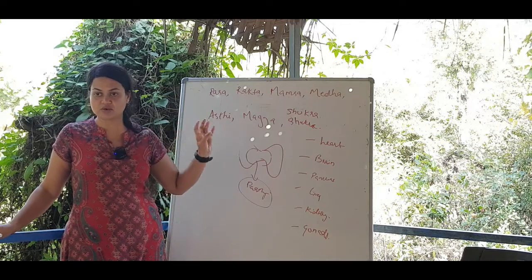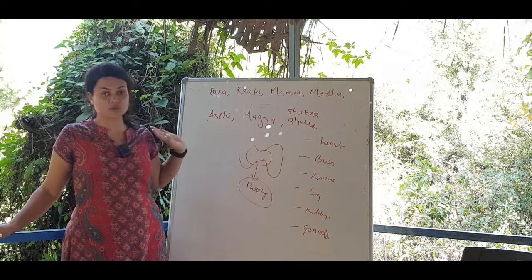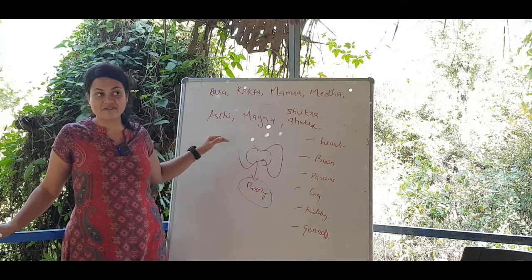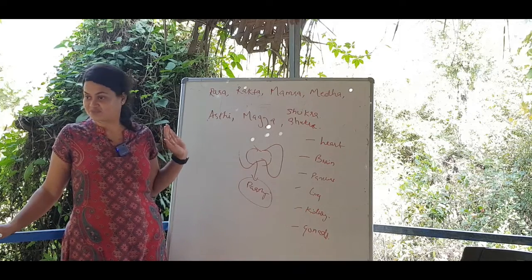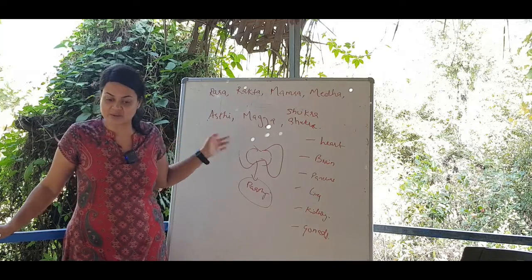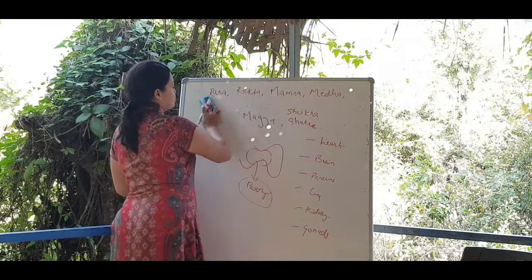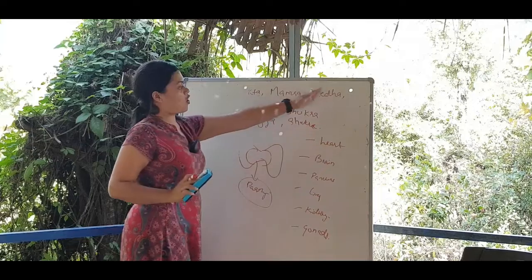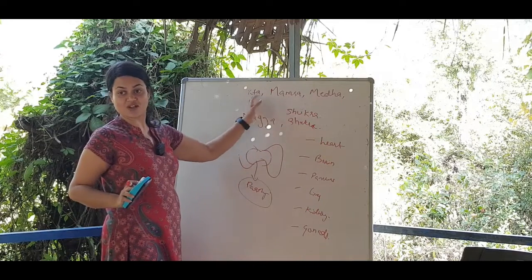Dhatu, Mala you understood, Koshta you understood, and Agni you understood. 7 dhatus you understood, right? Everything is affected in thyroid. That's why I am taking it at the last. Because now you understood all the 7 dhatus, because we took separate classes for all this.